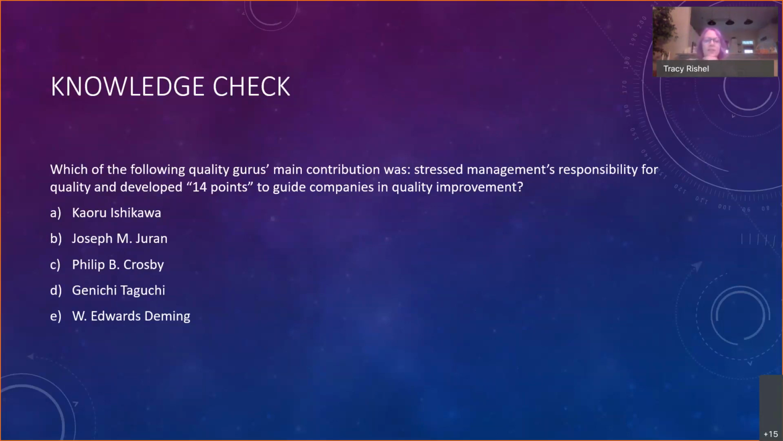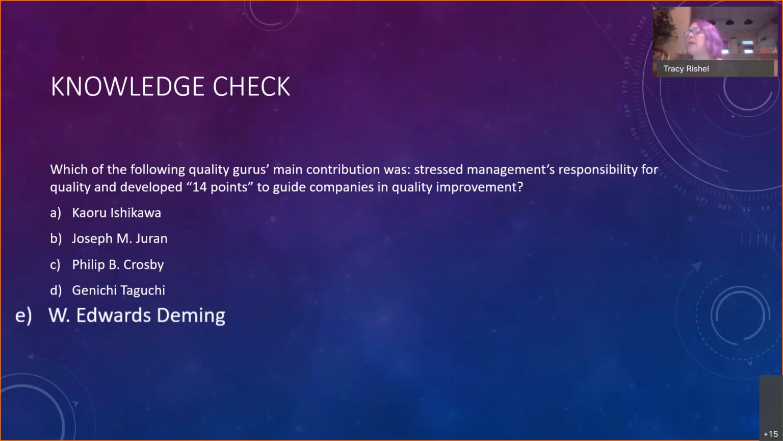You can put your answer in chat. I can't see it right now, unfortunately, but I can go back and look at it after this session is over. So let's see who it was. W. Edwards Deming's philosophy on quality was that it's management's responsibility for quality, and he developed the 14 points to guide companies in quality improvement.